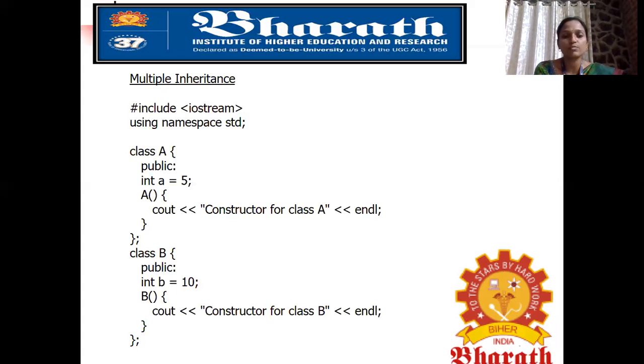Next, class B is the same. Here also we have used one more variable, b, and we have assigned the value 10. Here also we have used a constructor. How can we say it is a constructor? Because the class name and the function name are the same. In that constructor we have displayed one message, constructor for class B. endl is nothing but it shows the next line.